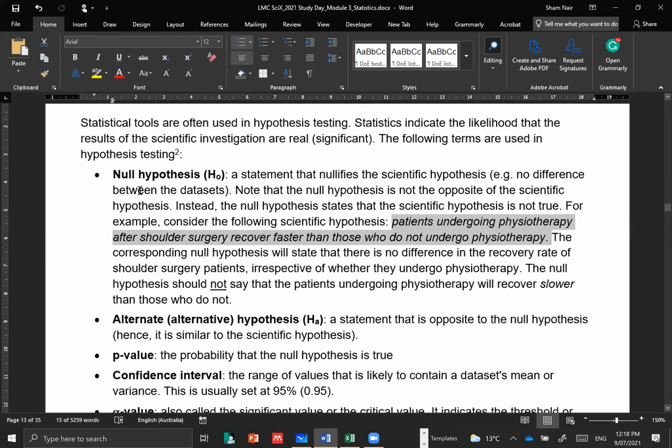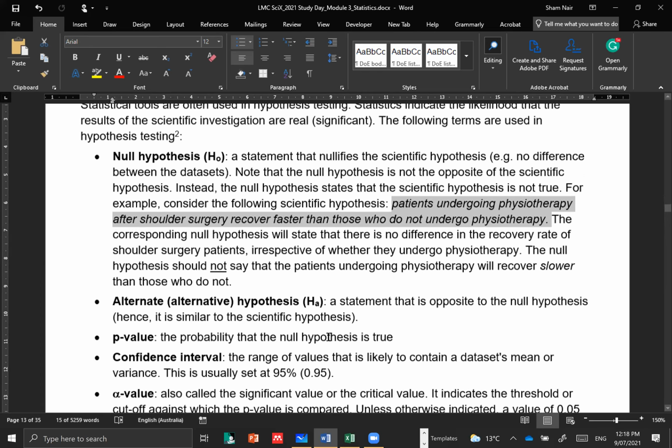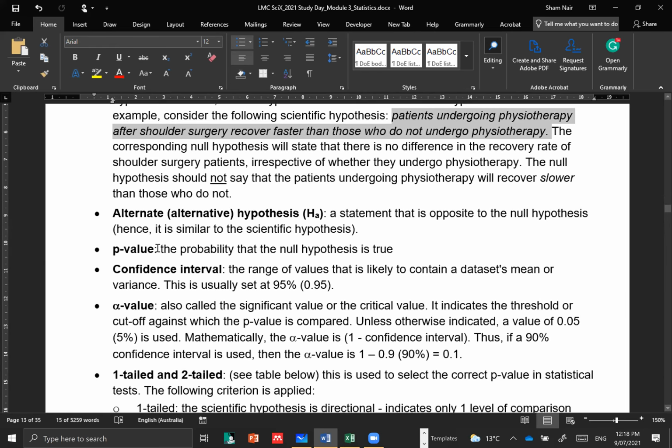Once you've gotten your null hypothesis, you then have the alternative hypothesis. The alternative hypothesis is alternative to the null, and so it is very similar to the scientific hypothesis. We have this word here, p-value. P-value stands for probability. That's what the P stands for. So how probable is it that the null hypothesis is true?